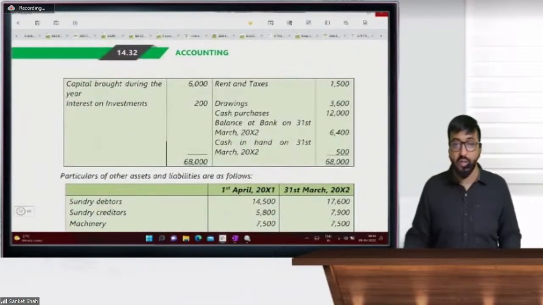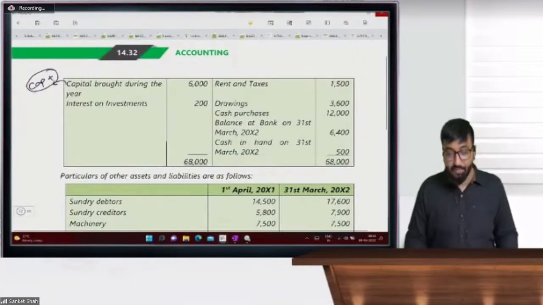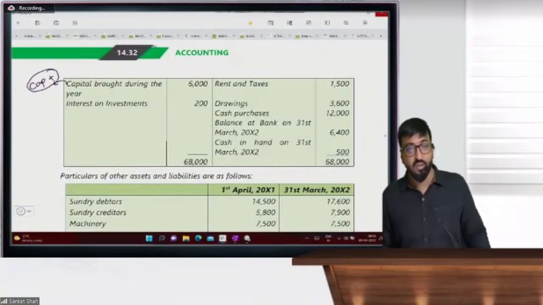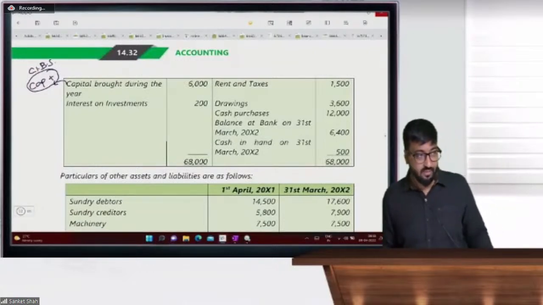Capital brought during the year. So capital will be getting increased. So capital increase means credit side. So don't open capital account, but write down in closing balance sheet under capital, you will write additions.